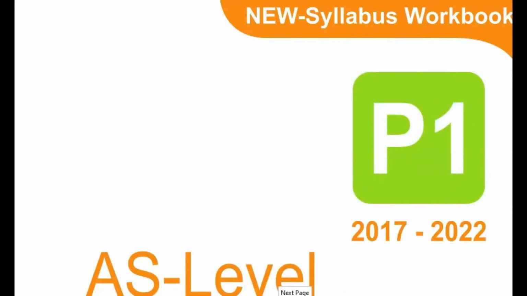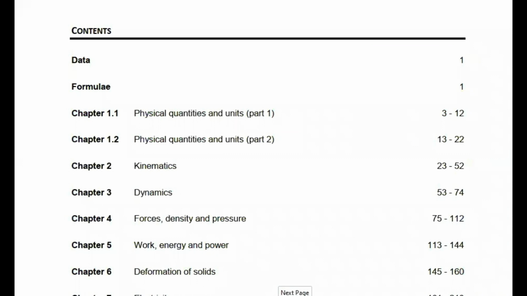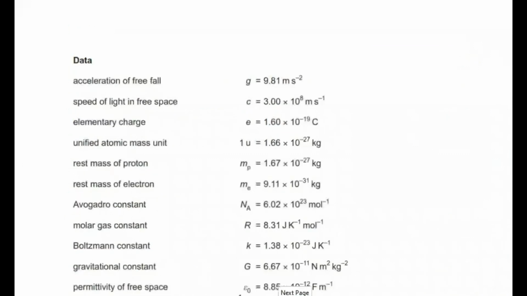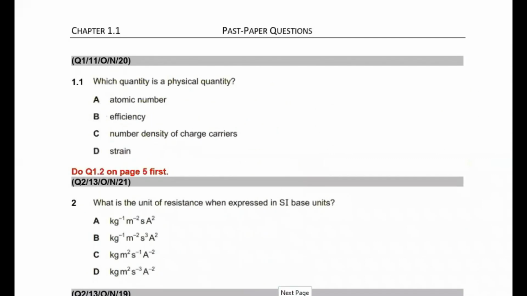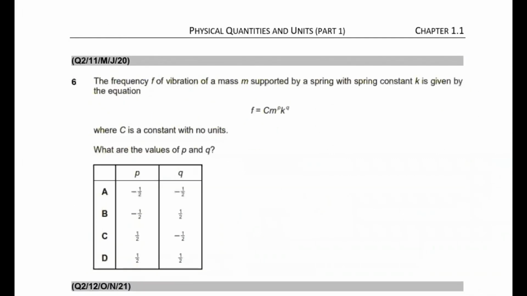See, students, this is the front cover of the Paper 1 workbook. This is the list of contents. This is the data sheet. This is the list of formulas. And these are the topically arranged questions from the past papers.